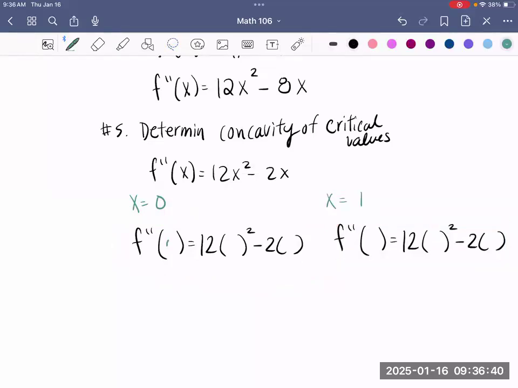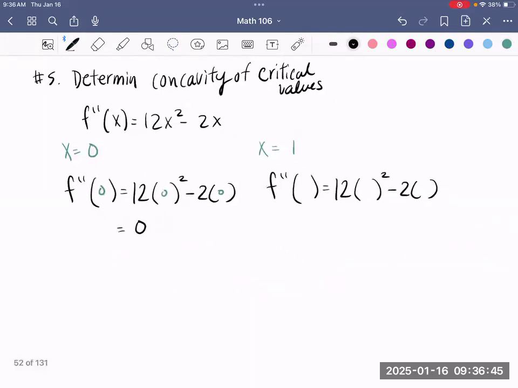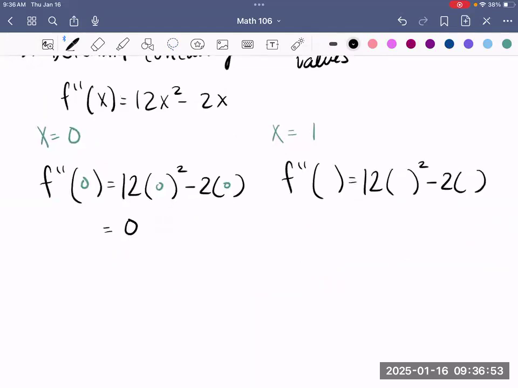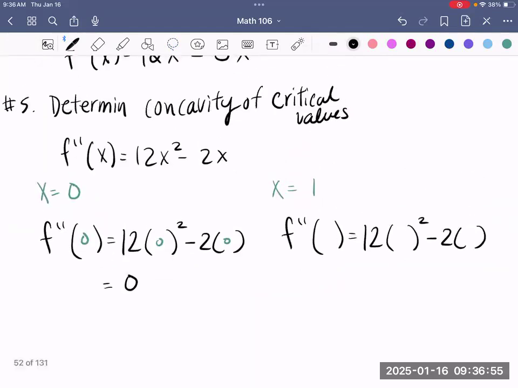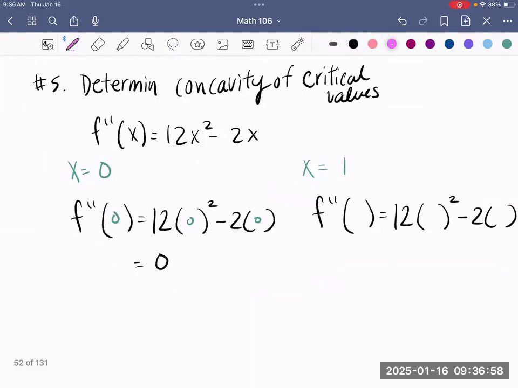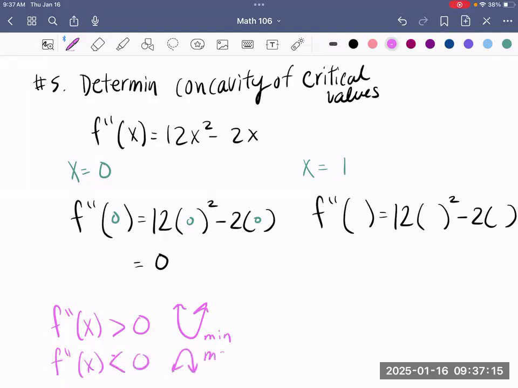So we can plug in the 0. So we'll get 0, which when it talks about concavity, we said at this value, when x is equal to 0, we talked about when f double prime of x is greater than 0, this is going to result in a minimum, a concave up. And when it is less than 0, it's going to result in a maximum or a concave down.